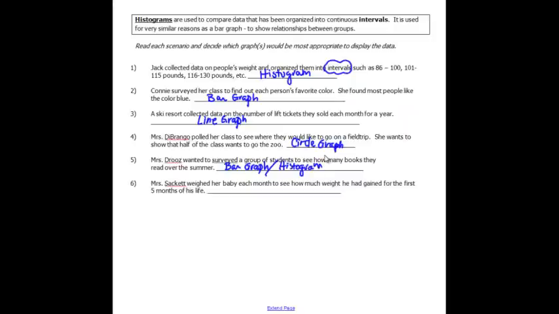And Mrs. Sackett weighs her baby at the end of each month to see how much weight he had gained. That's over time again, so that's going to be our line graph. So let's go ahead and complete creating and reading some of these documents.